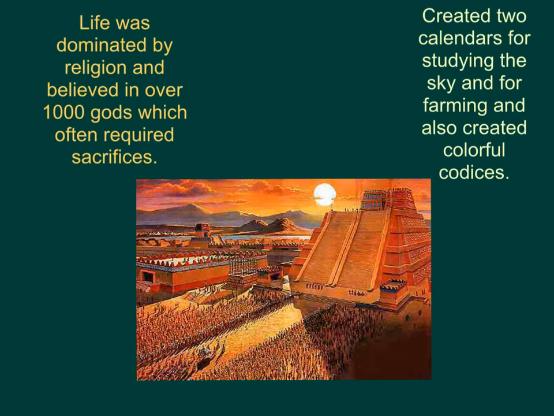Life for the Aztecs was dominated by religion. They believed in over 1,000 gods, which oftentimes required human sacrifices. They also created two calendars, one for studying the sky because they were astronomers like the Maya, and one for farming. And they also created color codices. That's the plural for codex, which I just showed you a few minutes ago.